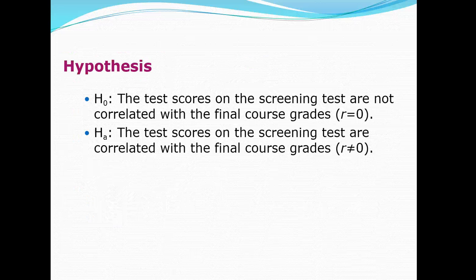The hypothesis, again: the test scores on the screening test are not correlated with the final statistic numerical course grade, and that is represented by an R value of 0. The alternative hypothesis is stated as the test scores on the screening test are correlated with the final course grade. So your R does not equal 0. That is your alternative hypothesis in correlation statistics.